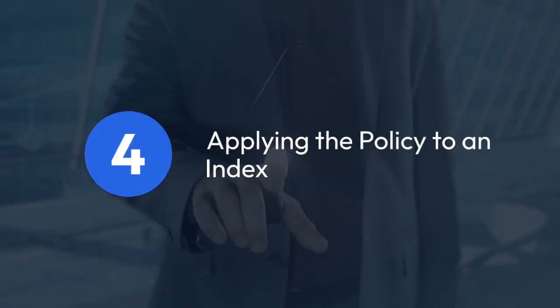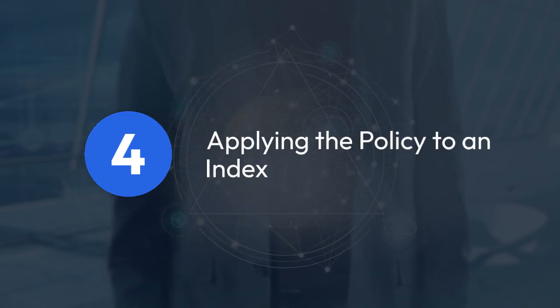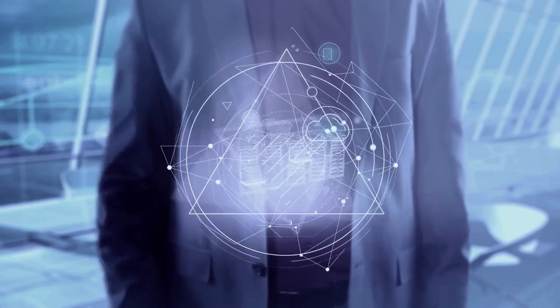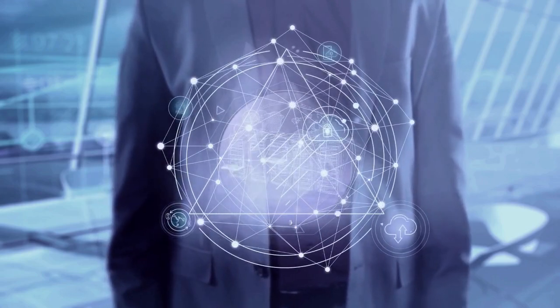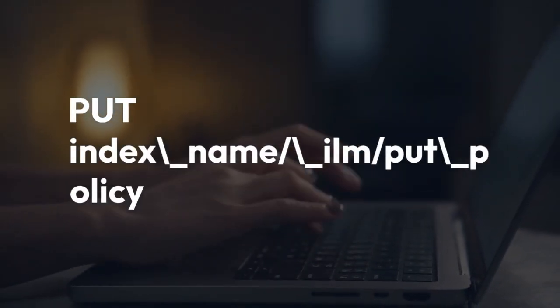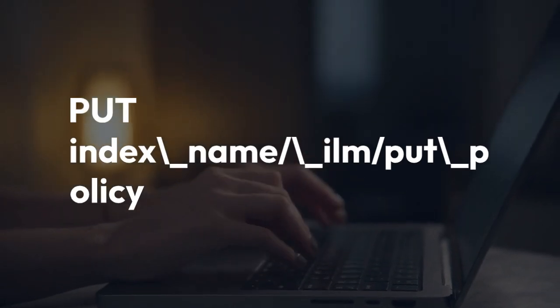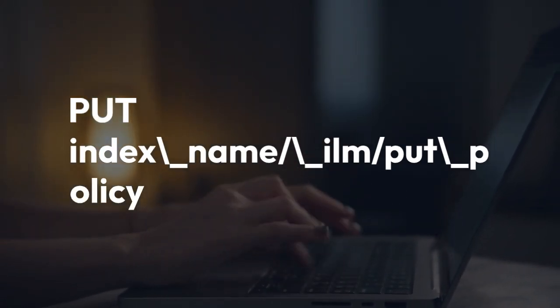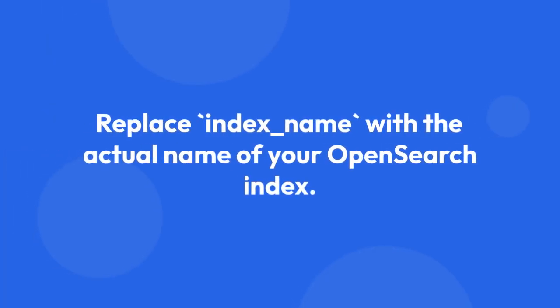4. Applying the policy to an index. After defining the policy, we need to apply it to the index. This is done using the PUT API, specifying the index name and the policy name. Bash, PUT index_name/_ilm/policy/my-30-day-policy. Note, replace index_name with the actual name of your OpenSearch index.